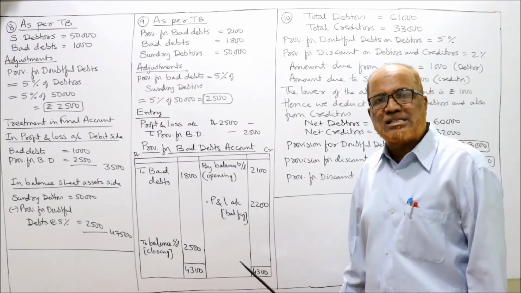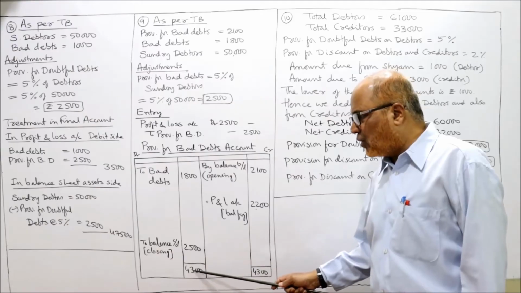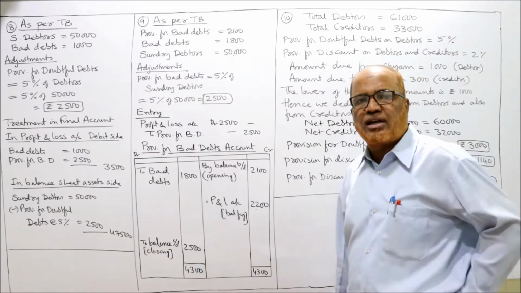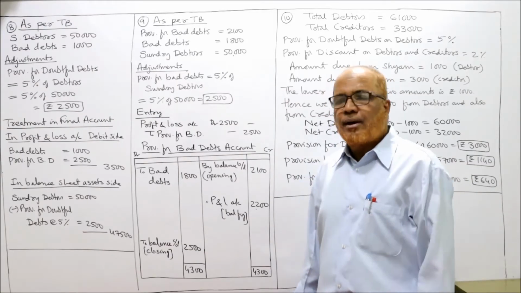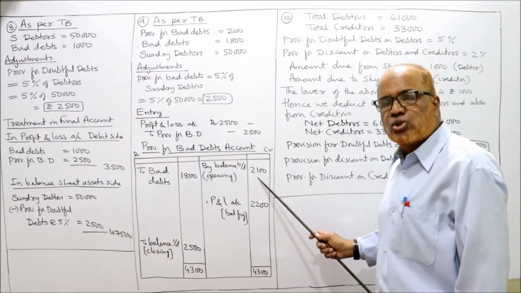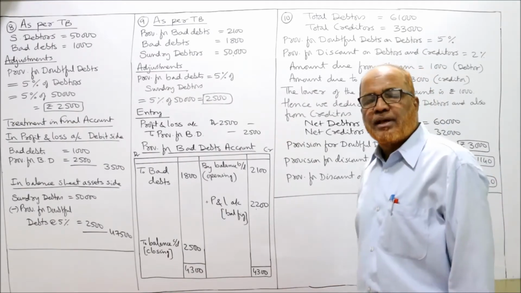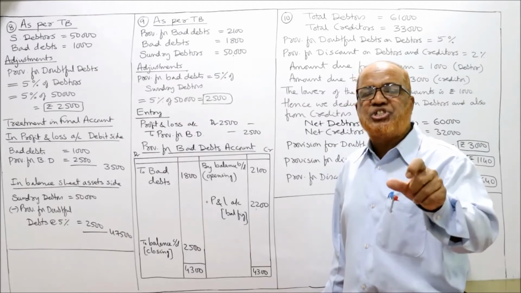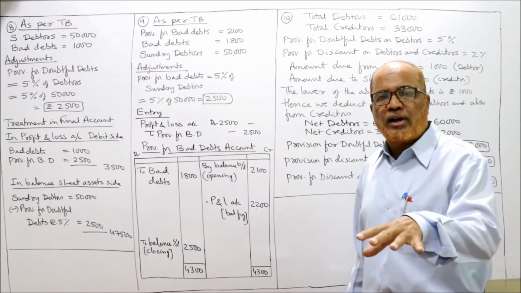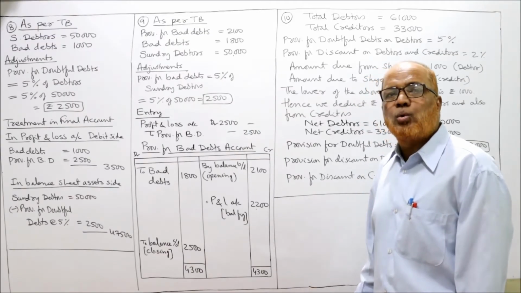Now we'll find out the balancing figure. Debit side 1,800 plus 2,500, 4,300 is the total of the debit side. From this, subtract 2,100. The balancing figure comes to 2,200. This is the provision which is debited to profit and loss account. Provision for doubtful debts during the year debited to profit and loss account is 2,200.